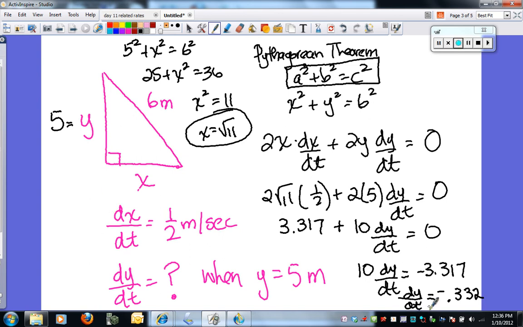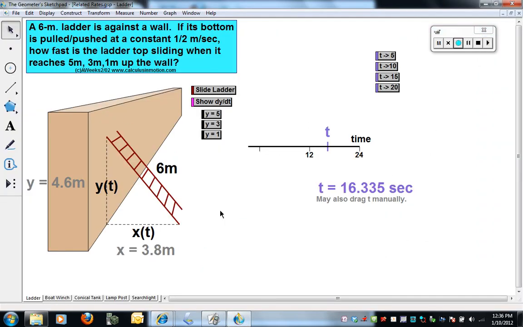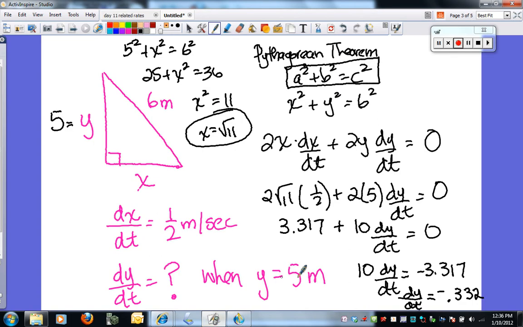The fact that it's negative, does it make sense? It would make sense because it's going down the wall. So if we go back to our original problem, it says how fast? So when we do how fast, we know that we're looking for speed, correct? And if we're looking for speed, then what do we need to do? Take the absolute value of that. So the how fast, the dy/dt that we're looking for, is 0.332 meters per second.